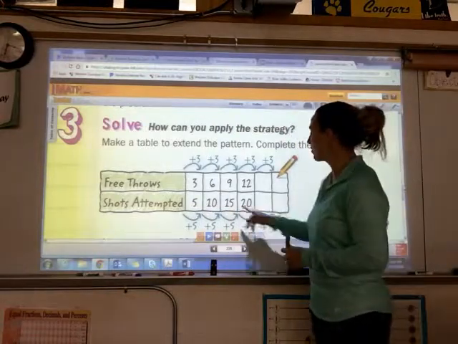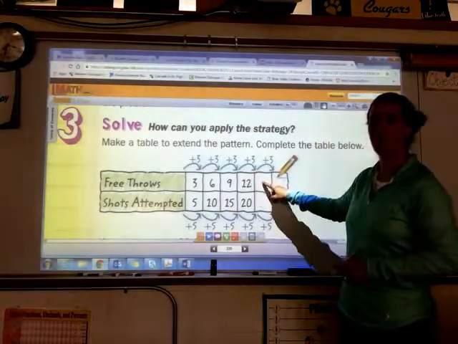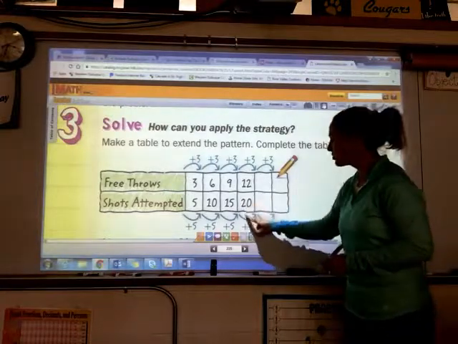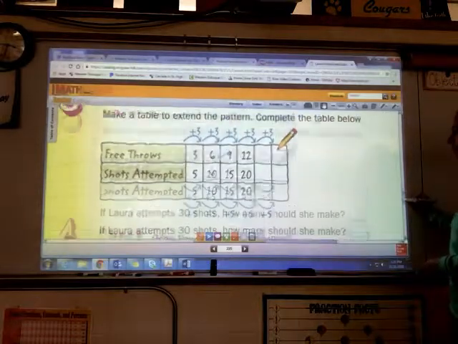So you can see here, one of the things that you're going to have to do is finish filling in your table. 12 plus 3 would give me 15. 15 plus 3 should give me 18 that you would fill in. 20 plus 5 would be 25, and then 25 plus 5 would be 30.